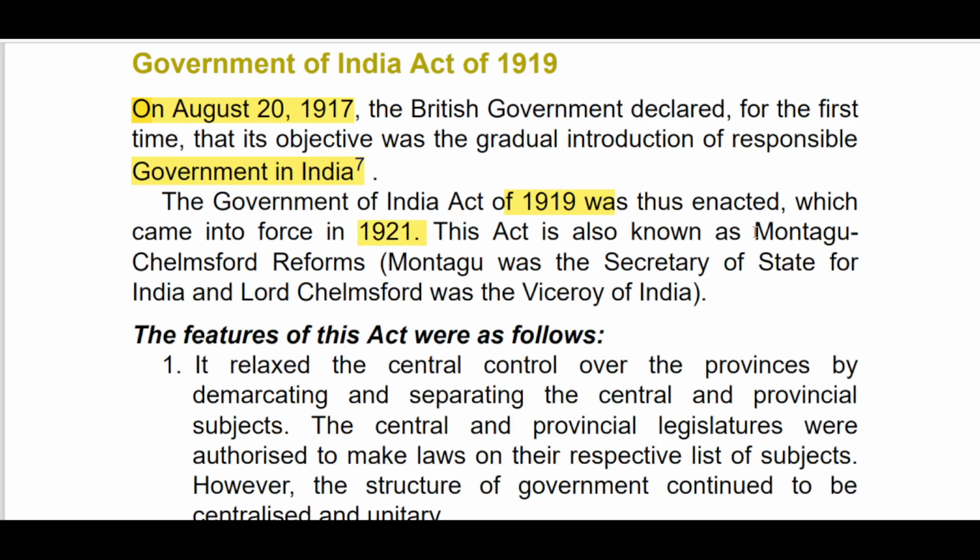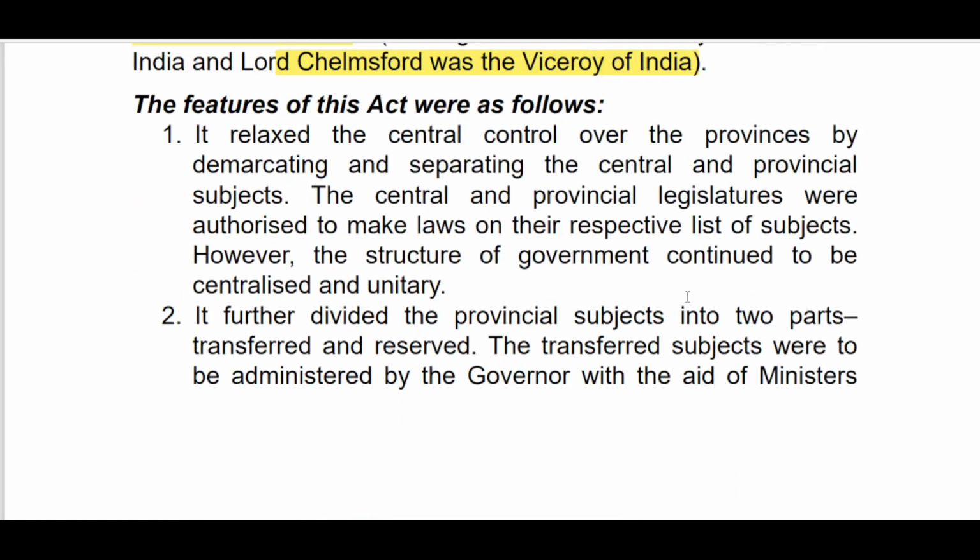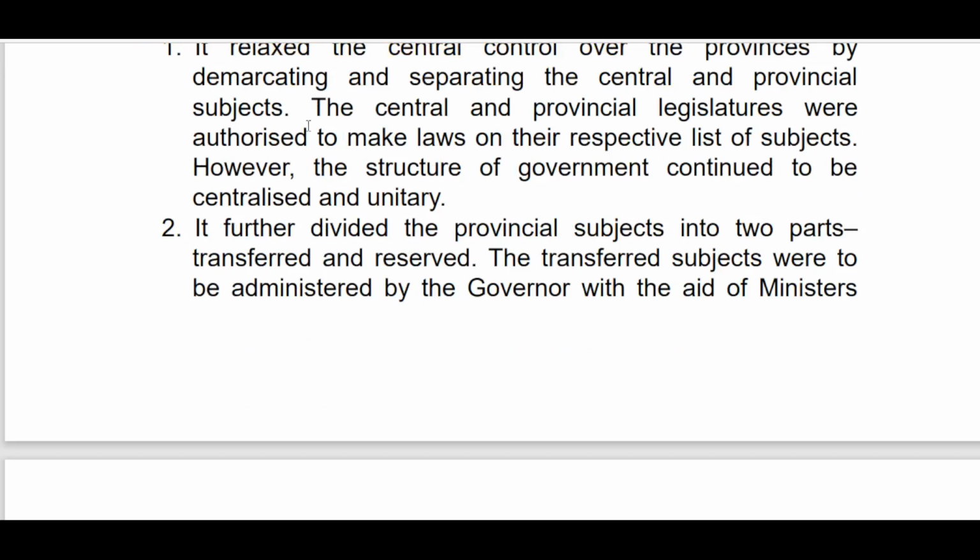This act is also known as the Montagu-Chelmsford reforms, as Montagu was the Secretary of State for India and Lord Chelmsford was the Viceroy of India. Features of the act are as follows.